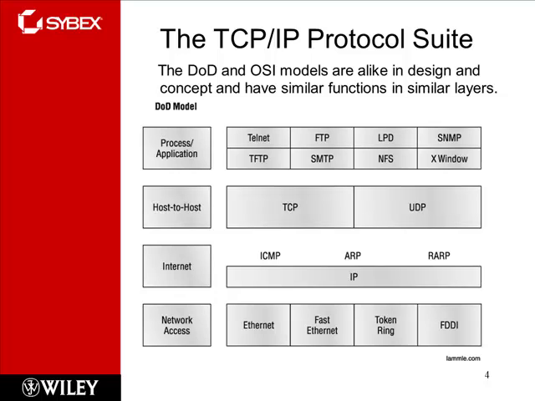The network access layer: Ethernet, fast Ethernet, token ring, FDDI. The one that we're concerned about is fast Ethernet. Token ring is still around. It's not really all that popular.